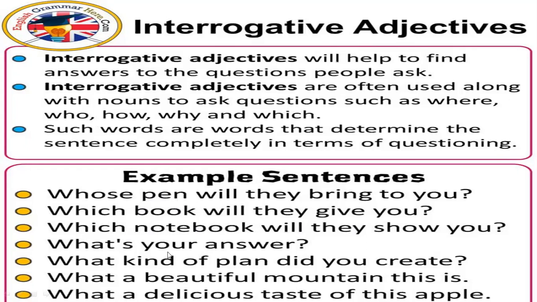What's your answer? It means you have to give the detail of your answer. What kind of plan did you create? किस तरह का plan आपने create किया? You have to tell the detail of your plan. So you are describing your plan here. You are describing what your question is, the kind of book, the notebook, the pen. So in such interrogative adjectives, you have to describe the quality of the noun.